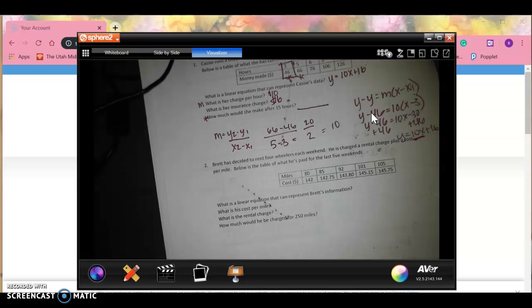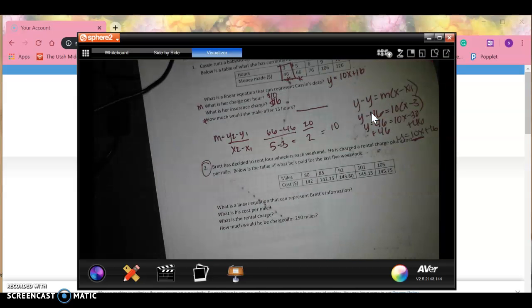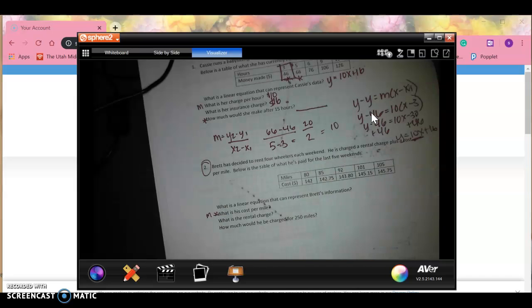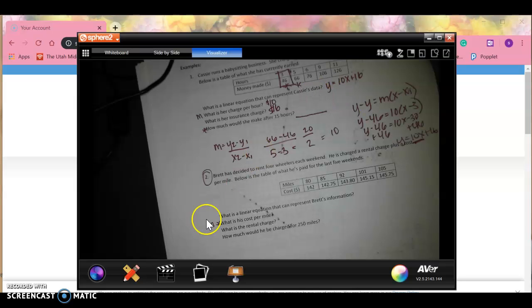I'm going to have you try this next one on your own too. Brett has decided to rent 4-wheelers each weekend. He is charged a rental charge plus a cost per mile. So this cost per mile is going to be his slope. The rental charge is that one-time fee, or your b. Below is the table of what he's paid for the last 5 weekends. Go ahead, solve this one. We're going to go over these tomorrow in class.